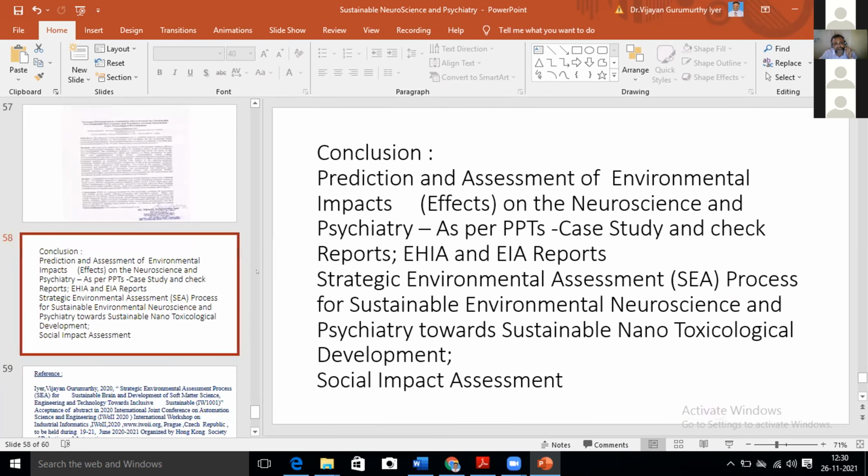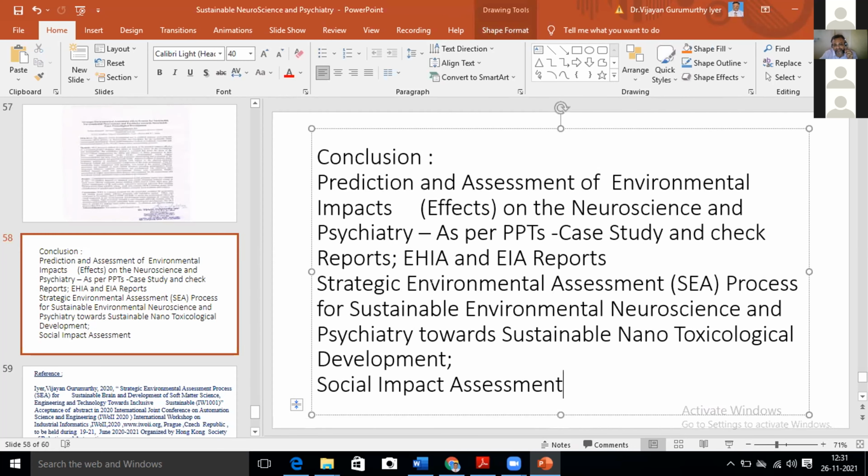The conclusion is the prediction and assessment of environmental impacts on neuroscience and psychiatry as per PPTs, case studies, and check reports. EHIA and EA reports must be necessary for projects, plans, policies, and legislative actions. Strategic environmental assessment process for sustainable environmental neuroscience and psychiatry towards sustainable nanotoxicological development. Social impact assessment is the systematic identification of the social impacts of proposed projects, plans, programs, and legislative actions.